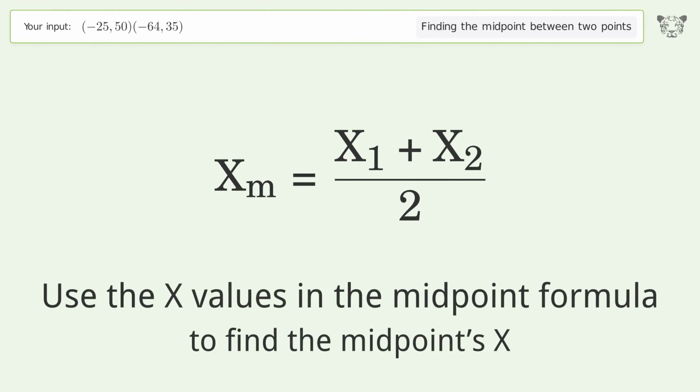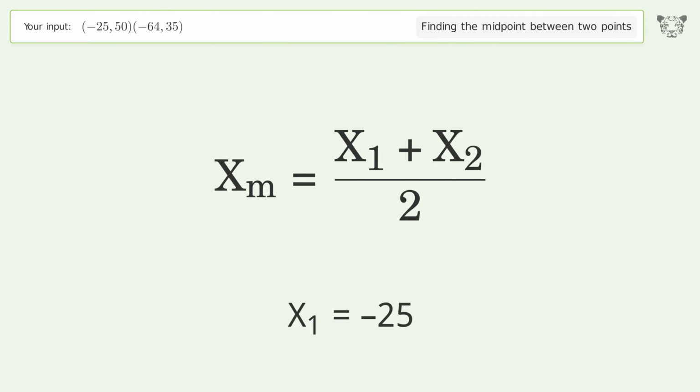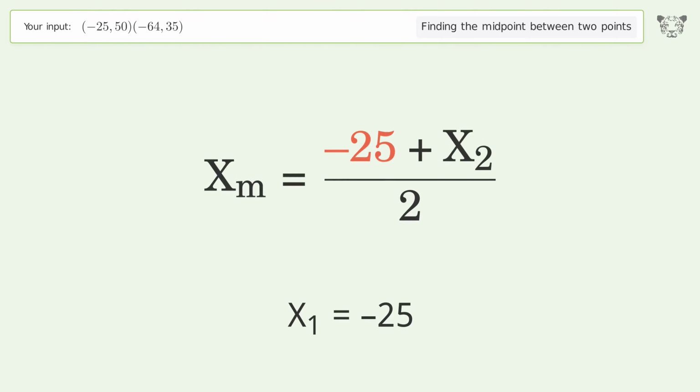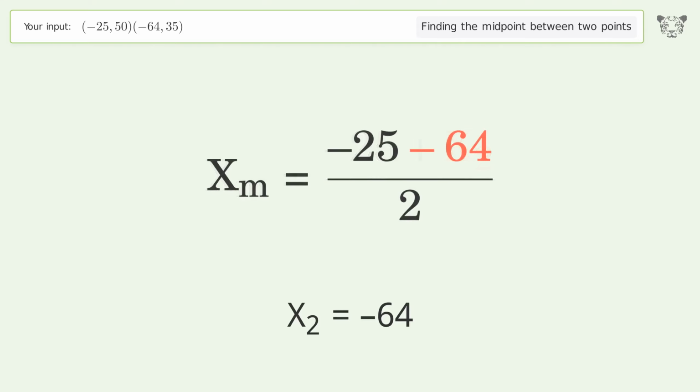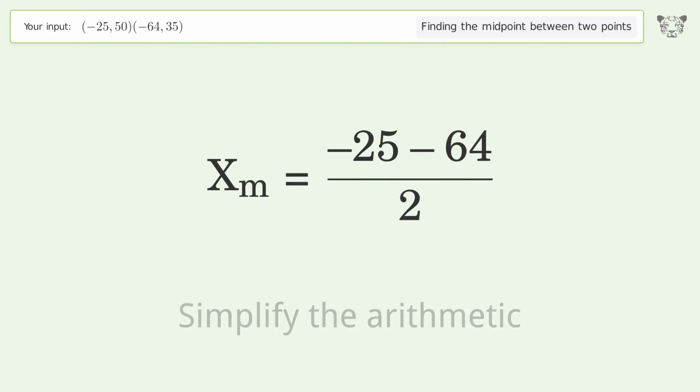Use the x values in the midpoint formula to find the midpoint's x. x1 equals negative 25. x2 equals negative 64. Simplify the arithmetic.